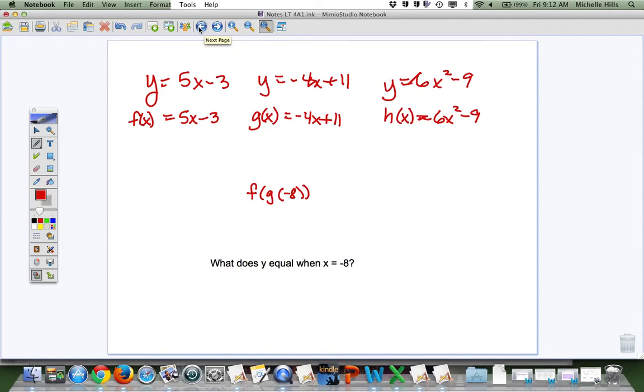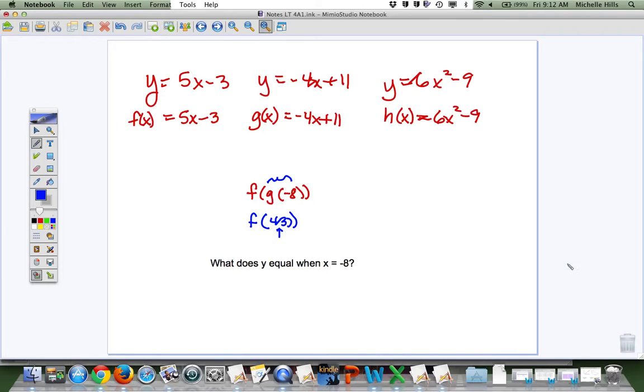Which means this says, working from the inside out, first go to function g and substitute negative 8 in place of x and see what you get. And then once you're done with that, take that answer, that 43, and substitute it in place of x in function f and see what you get.